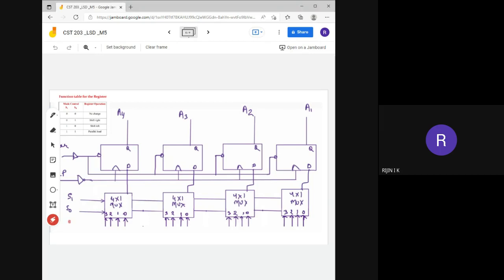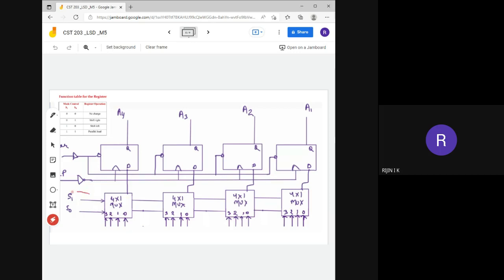Let us discuss here. We assume that this is a 4 by 1 multiplexer. That means it will have 4 input lines and 1 output line. Then we know that in a multiplexer there is a control signal, and based on the value of the control signal, one of these 4 lines will be selected and that will be transferred to the output.